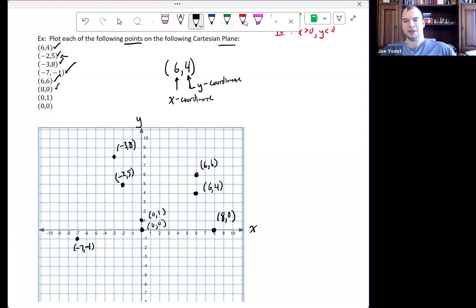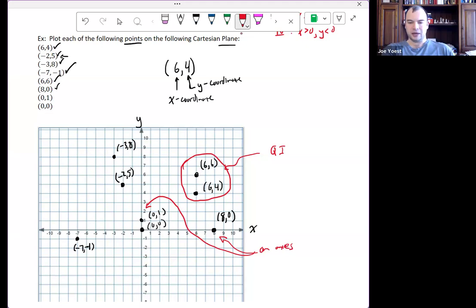So we have some points that are in one of the 4 quadrants, like these 2 points are in quadrant 1. And we have some points that are on the axes, on either the x-axis or the y-axis. And we have a point that's at the origin.